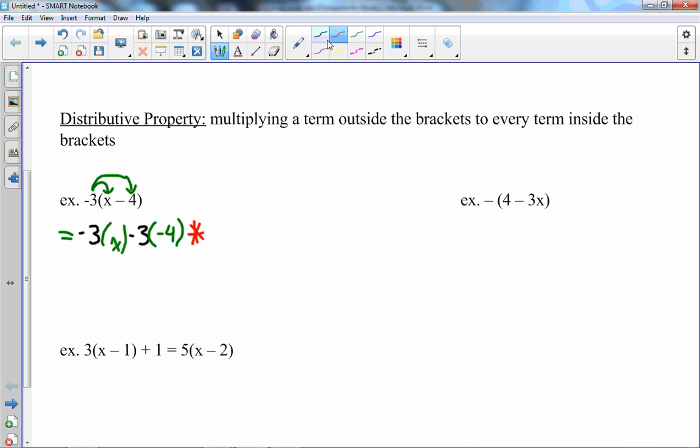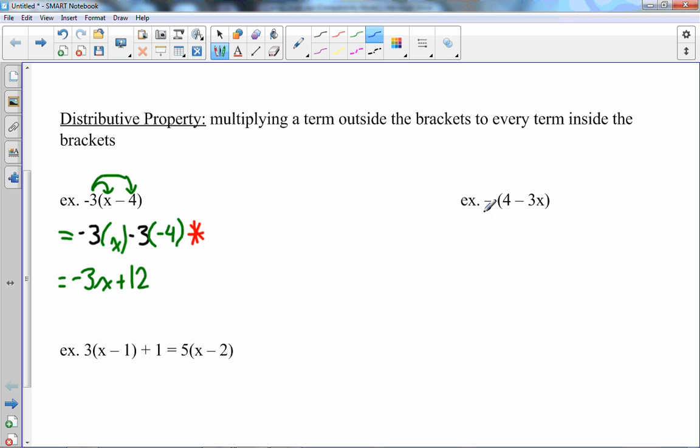So now we just do our multiplication. So negative 3 times a positive x is negative 3x. And a negative 3 here times a negative 4 is a positive 12. And this is as far as you can go because this negative 3x is not like this 12. This would not give me 9x, okay? I cannot bring these two terms together because they are not like terms, okay? It's important to remember that.